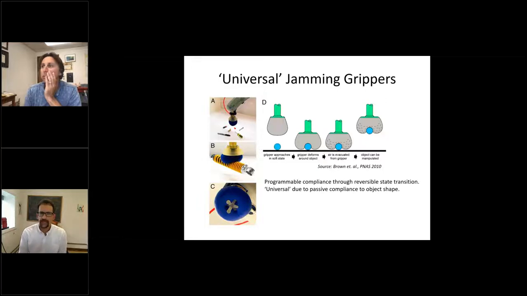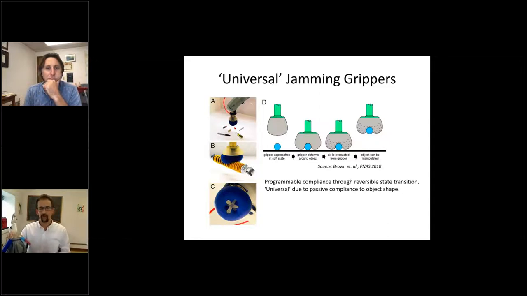So in 2010, Brown et al. came up with this idea of what they call a universal jamming gripper. The idea was that if you look at a vacuum-packed block of ground coffee, for instance, you have essentially a rigid block that, when you allow air into that ground coffee, becomes more compliant and softer. Essentially the components are a membrane, in this case a latex party balloon, and inside it, just particles or granules. In this case, they're just plastic pellets.